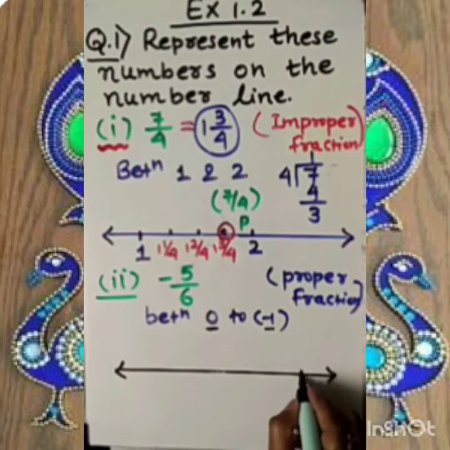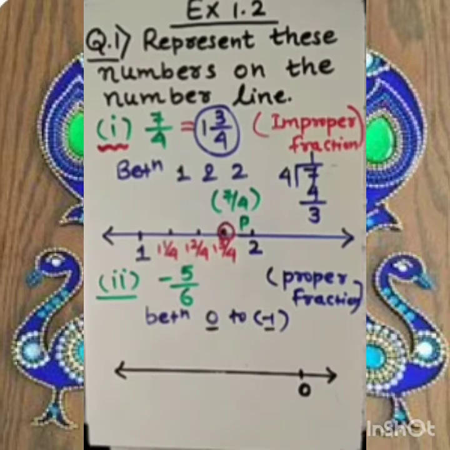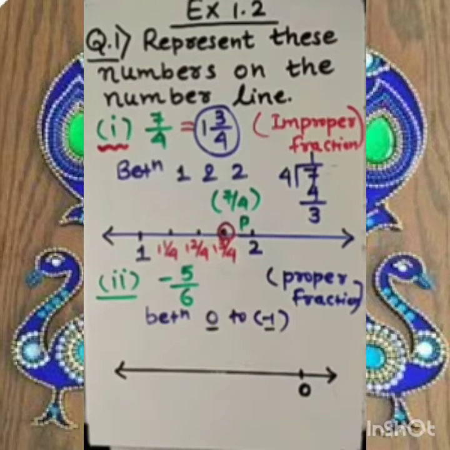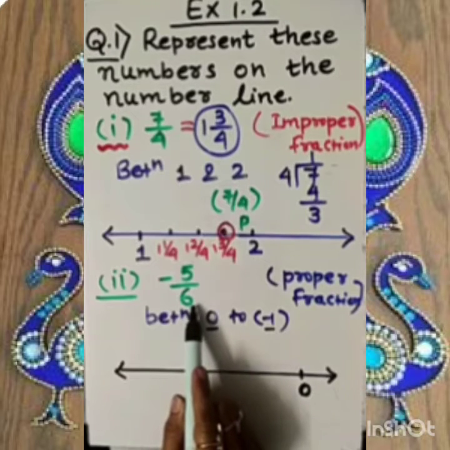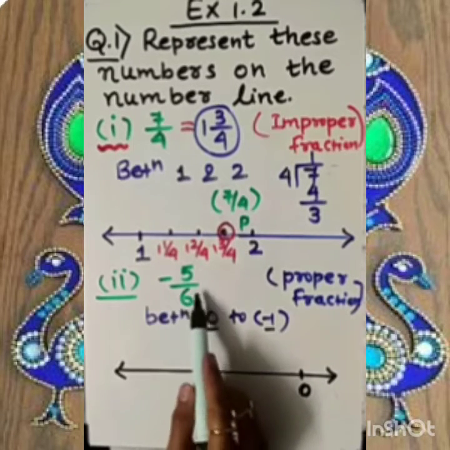So we need to write here, this is my 0. We need not locate 1, 2, 3, anything extra. Whatever the exact location is, it will come between those two numbers, and that we need to mention. Now, between 0 and minus 1, there are innumerable points. So how many equal parts do we want? Just think about this: 6 equal parts.